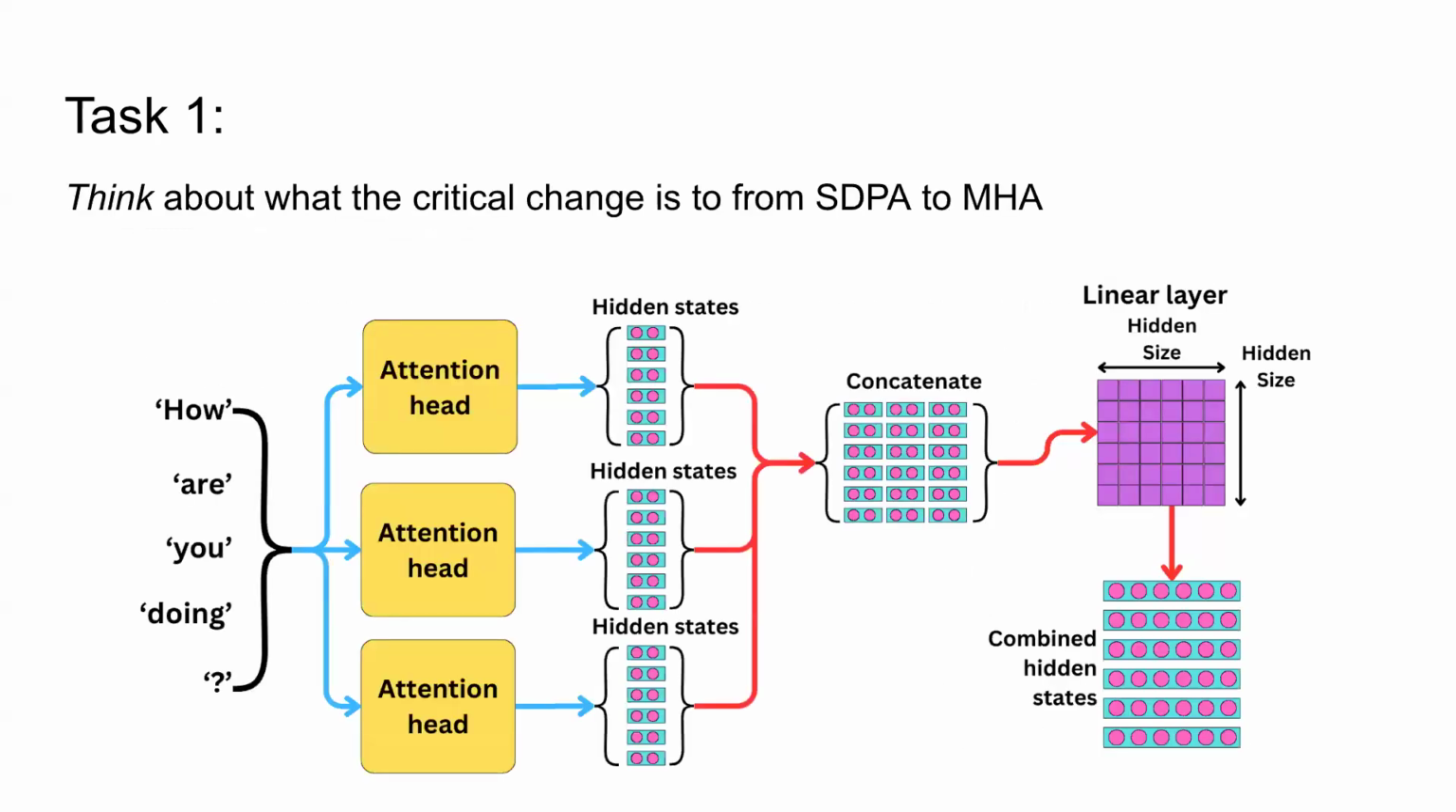So this is a visualization of multi-headed attention. As you can see, we have multiple attention heads, and each attention head will give us different hidden states, and we'll concatenate them. We'll pass them through a linear layer, and then we get the final context vector.